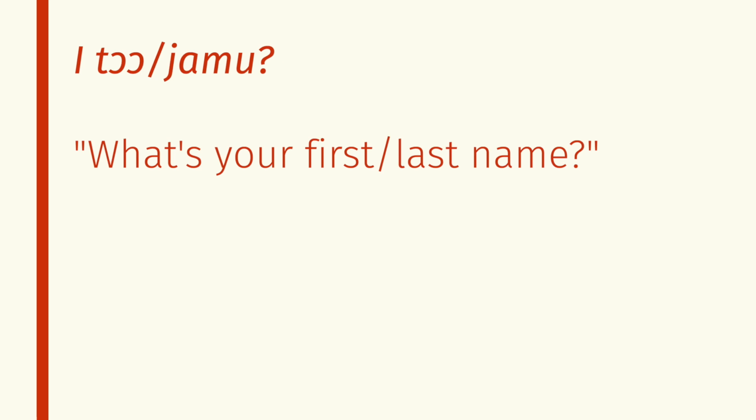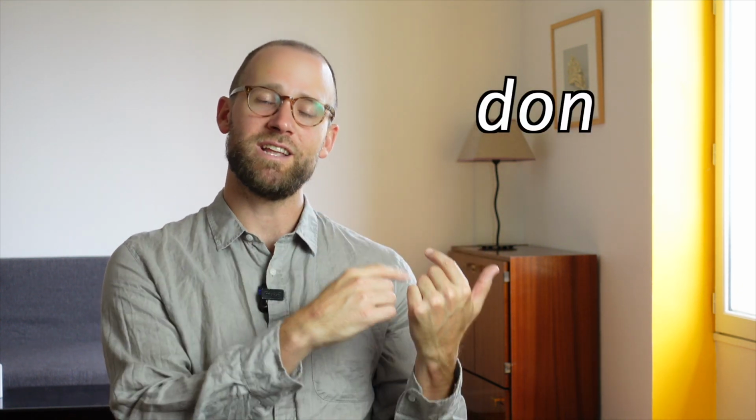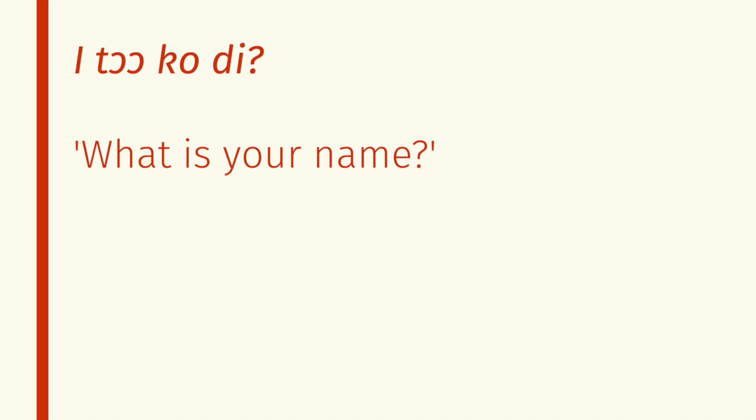Ito, ijamu. Alternatively, people often use another word, the contrastive particle do, that I covered in an earlier video about greetings extended. For instance, itodu, meaning, and your name? What is it? Itodu. Otherwise, depending on where you are in Manding-speaking West Africa, you might hear a range of regional variations where another word appears between to, or jamu, and di. For instance, ito kodi, or ito yedi, or even ito bedi, meaning, what is your name?